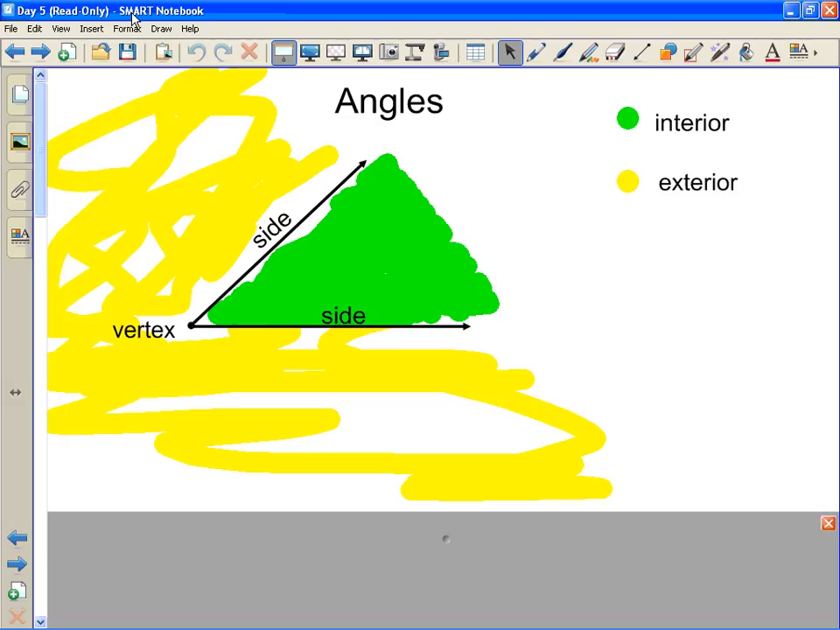Okay, this is the first day of angles. So we're going to talk about the vocabulary associated with angles. We'll be able to name angles, and we're also going to introduce the angle addition postulate, just like we had the segment addition postulate.